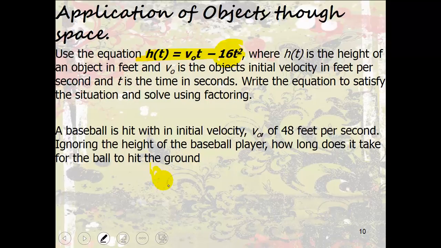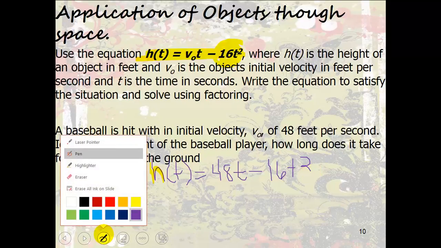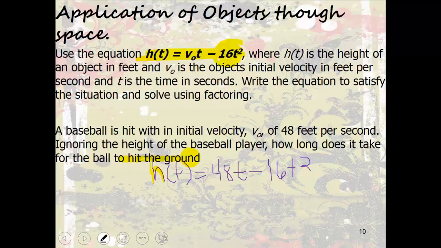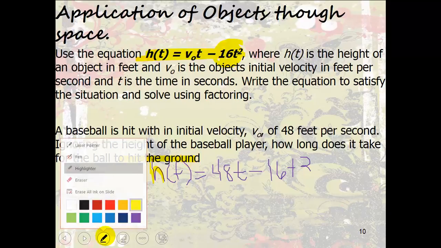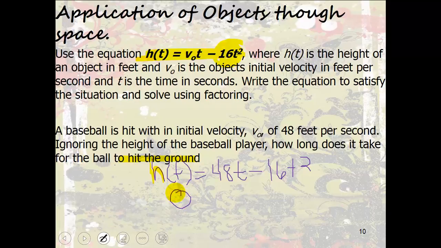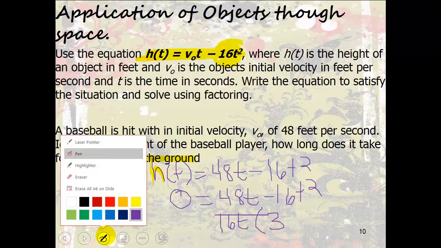So we would have h of t, we've already done this part, h of t is equal to 48t minus 16t squared. For the ball to hit the ground, that means its height in feet is 0. So that means h of t is equal to 0. All right, so now I'm going to factor this side. I'm going to pull out a 16t, and that leaves me 3 minus t.